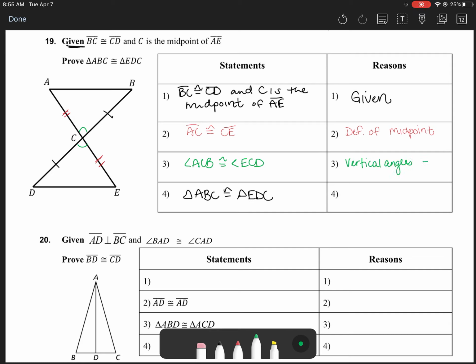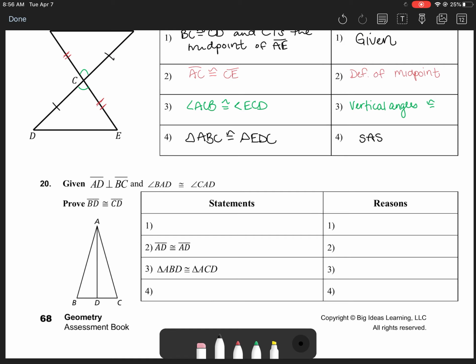And because the reason has to be related to that theorem, I want to write vertical angles congruent. I don't just want to write vertical angles because just knowing that they're vertical angles doesn't mean you remember that they're congruent. And then the last one is filling in that reasoning. So now I have enough information to use angle, side, angle, side, angle, side, side, side, all of those triangle congruence theorems. So I can write that this is congruent based on side, angle, side.